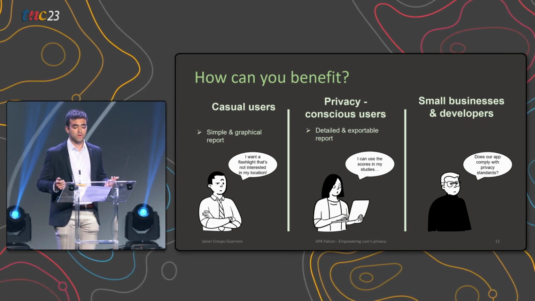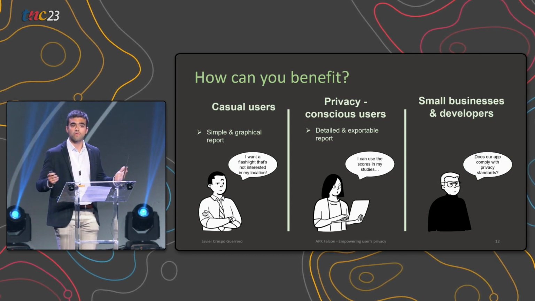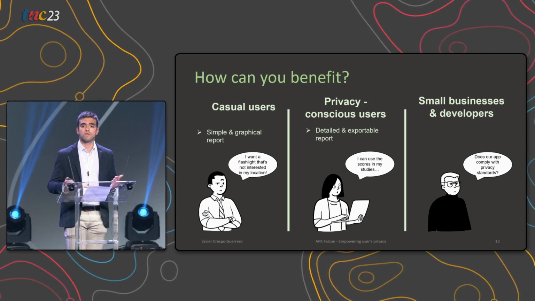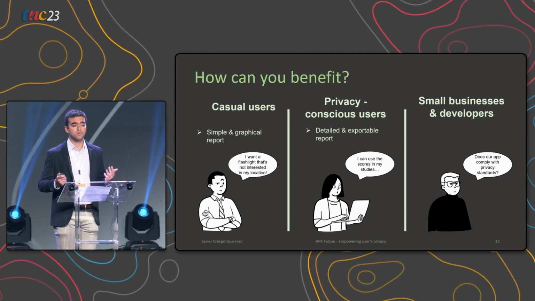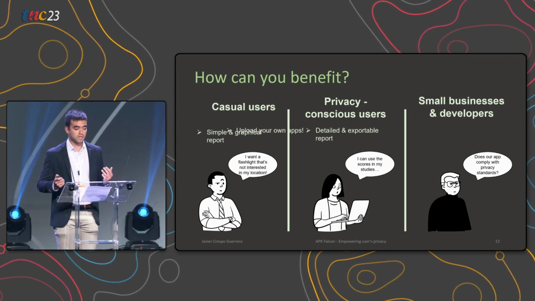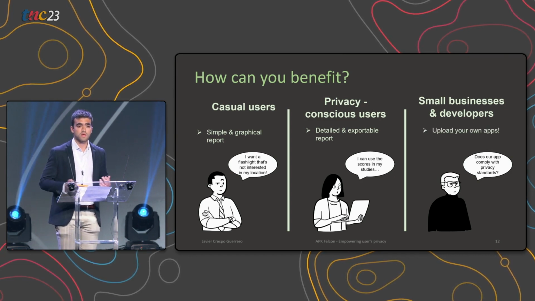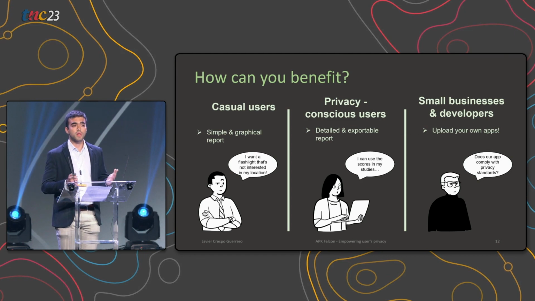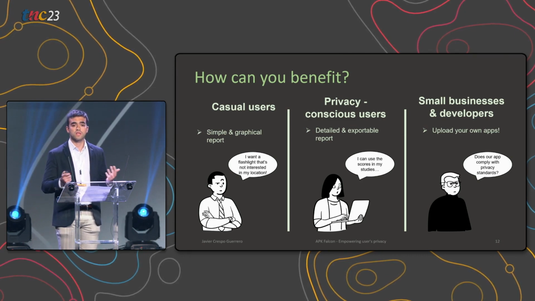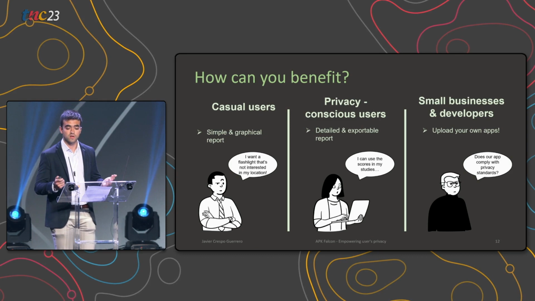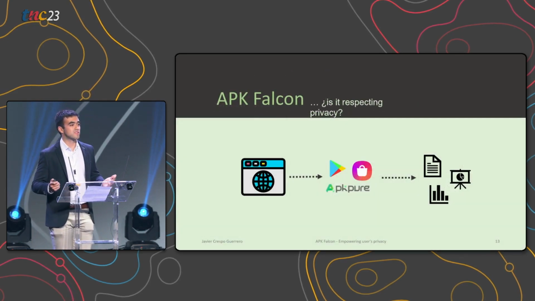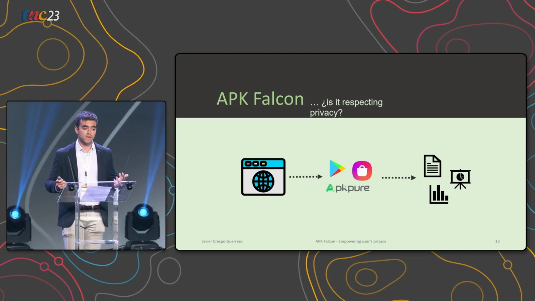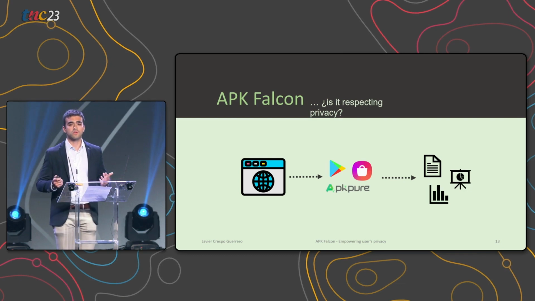This report is also fully exportable and has an interoperable format, so it can be very easily used in further studies or research. Finally, small businesses can also benefit from using APK Falcon. As the website allows you to upload your own apps, businesses can very easily check their in-development apps before they are launched elsewhere and see if they comply with privacy standards. So a relevant question to ask here, since we've been talking a lot about privacy, is APK Falcon actually respecting my privacy? So from behind, the service works as follows.